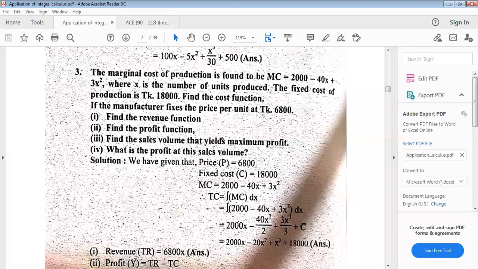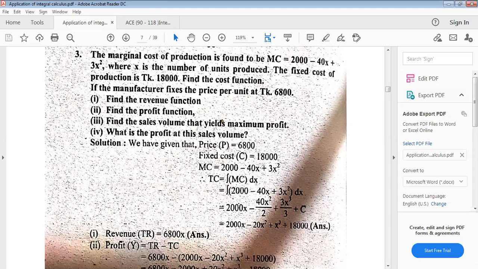Now the next example. The marginal cost of a production is found as 2000 minus 40x plus 3x square, where x is the number of units produced. The fixed cost of the production is 18,000. Find the cost function, that means we have to find the total cost. If the manufacturer fixes the price per unit at taka 6,800, find the revenue function and the profit function. Third, find the sales volume that yields maximum profit. What is the profit at that sales volume? We have to find these four items from this example.